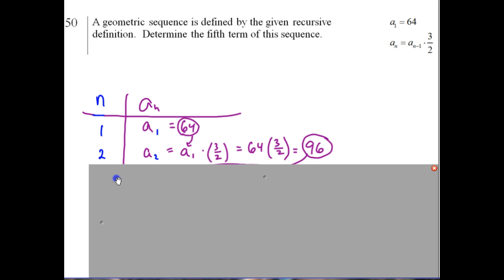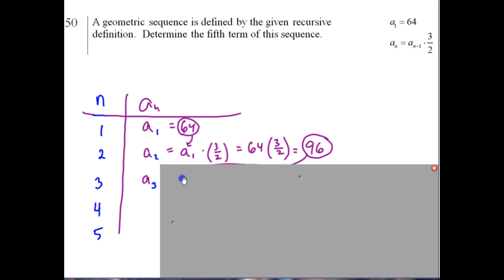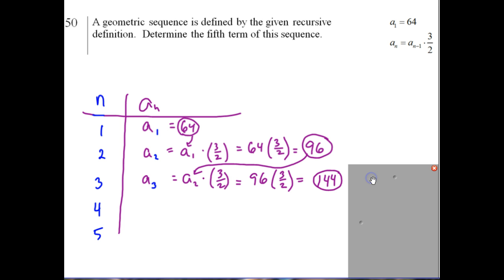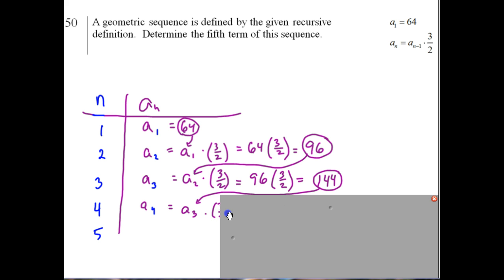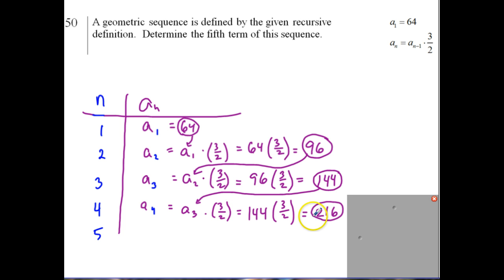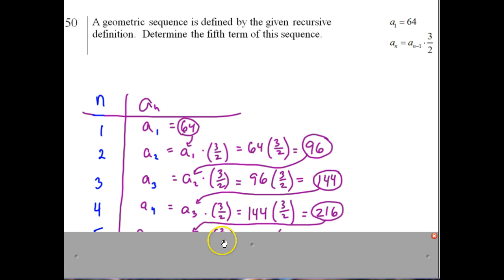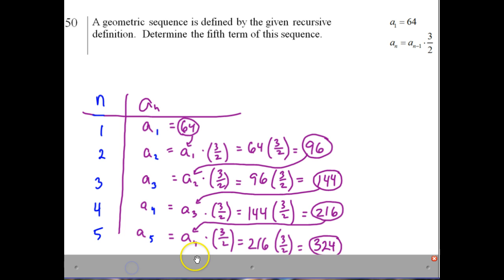Okay, and the next one, a sub 3, it's saying take the term that came before, a sub 2, multiply by 3/2, and of course that's 96 times 3/2, it's 144. That continues in that pattern. This one's a little simpler, just saying take the one that came before each time. So a sub 4 wants to take a sub 3, multiply that by 3/2. So that's 144 times 3/2, you get 216. Last one, in a similar way, you're going to multiply your 216 by 3/2, you're going to get 324.